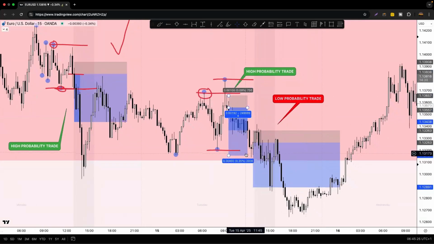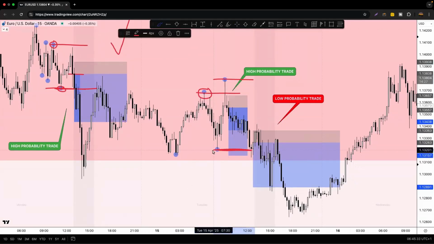Then we move on to the next one. Of course, you're probably already understanding why this is low probability now. We've broken the low, so we've had a breakout there to the downside, and you're selling the breakout, right? These are low probability trades.